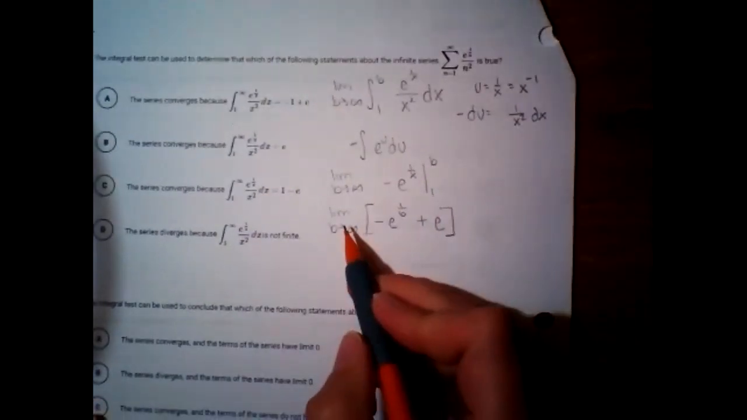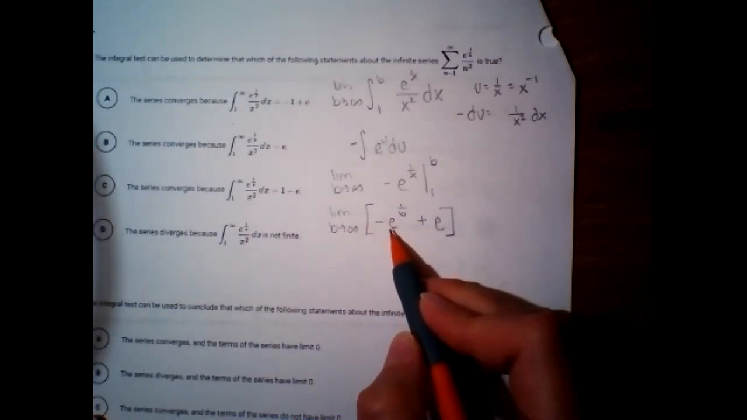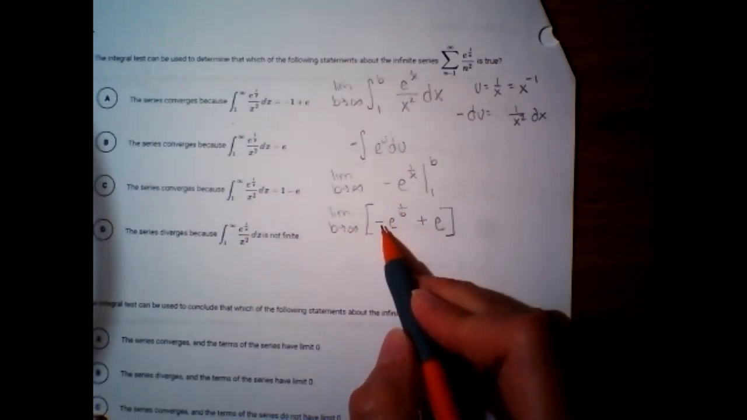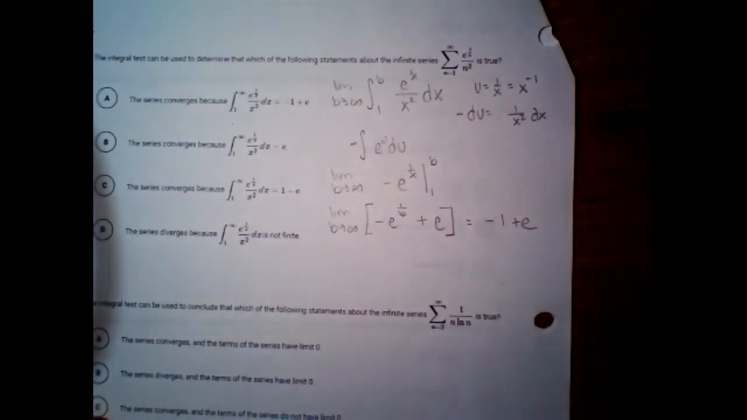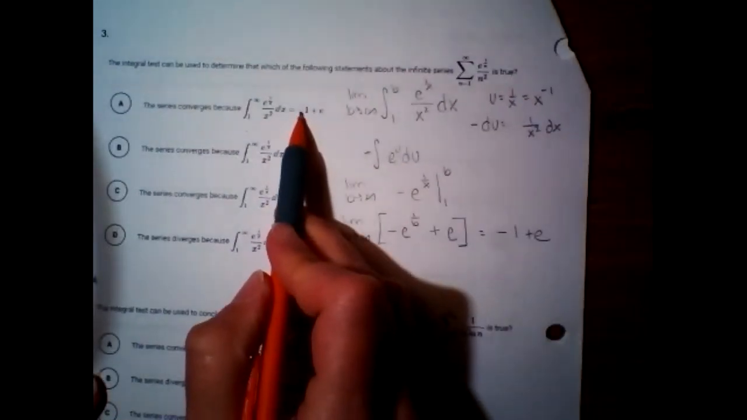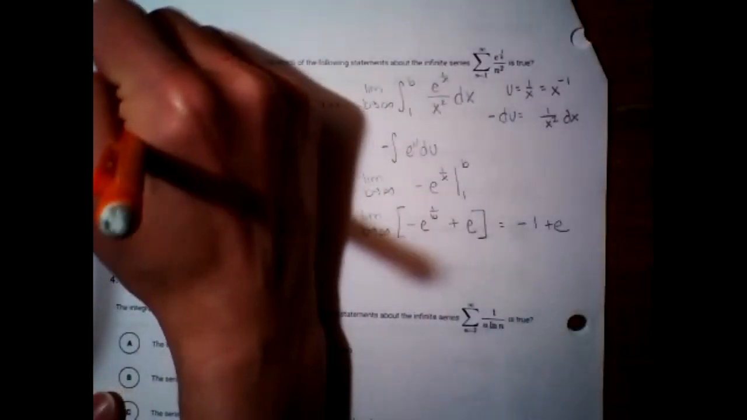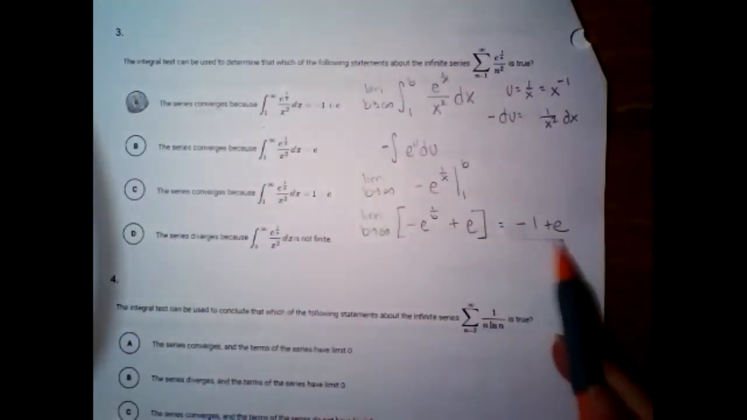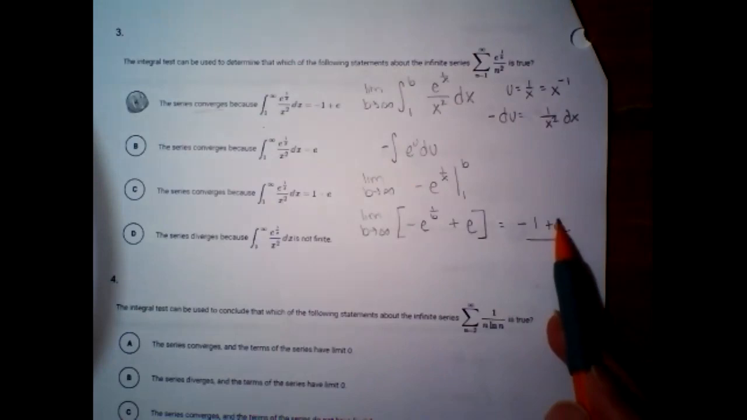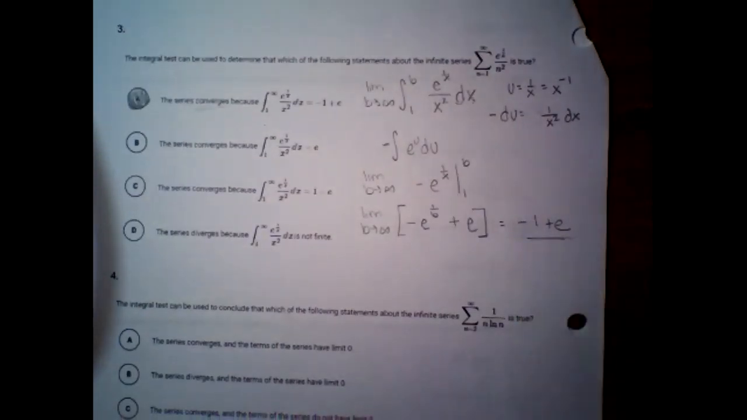And then lastly, we're going to evaluate the limit. So if b goes to infinity, this numerator is going to go to 0. E to the 0 power is 1. So we get -1 plus e. And so the one that says that is A. We've got that -1 plus e here. And so the series converges since that came out to a numeric result. Again, e is about 2.718, so this is an actual value for an answer.